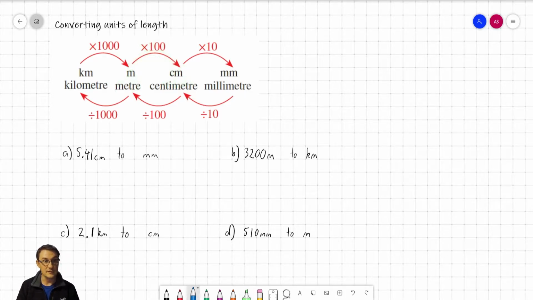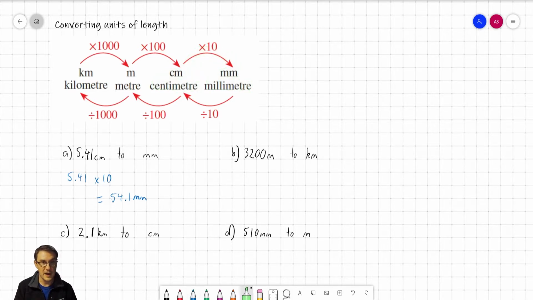For this first example here, we've got 5.41, and we want to convert this from centimeters into millimeters. So we're going to start at this position here, and follow this in order to convert it to millimeters. In doing so, we're going to have 5.41, and we're told that we need to times by 10. When we work this out, we end up with 54.1 millimeters, just by following the directions on the chart.